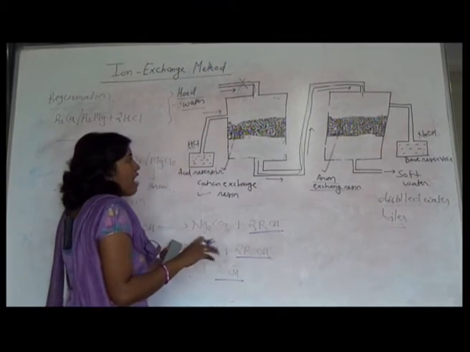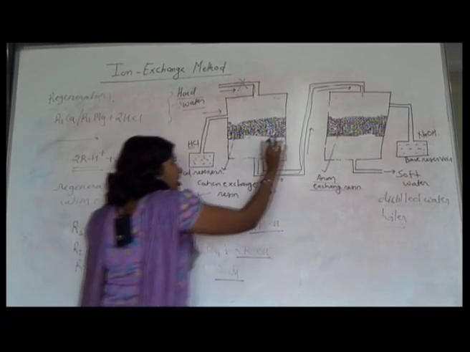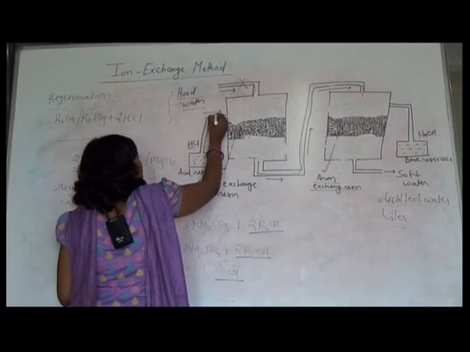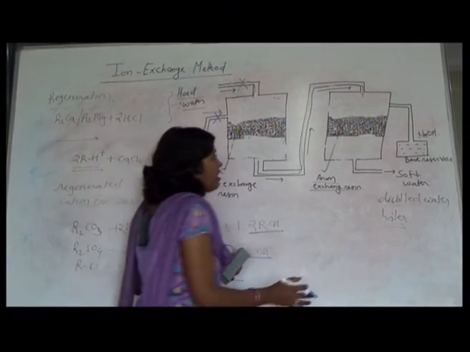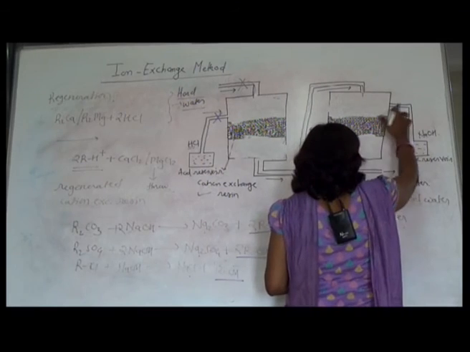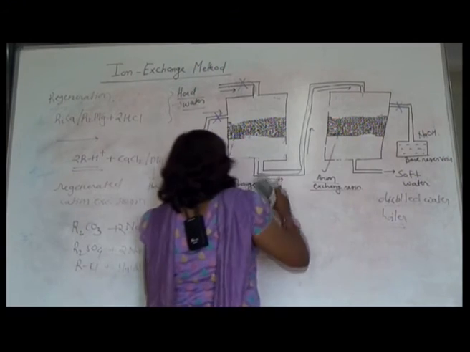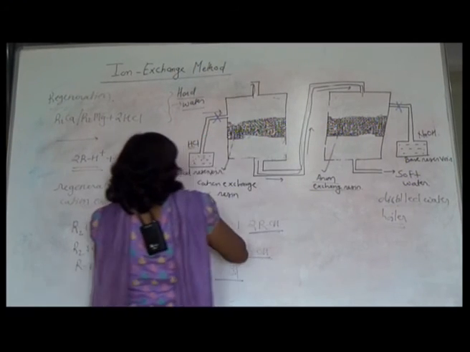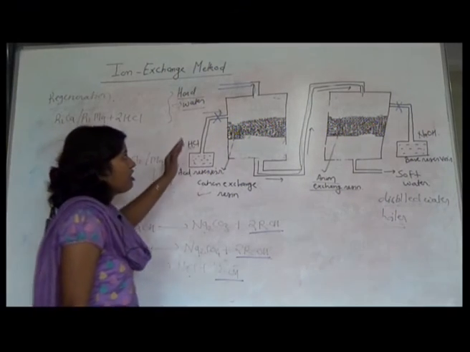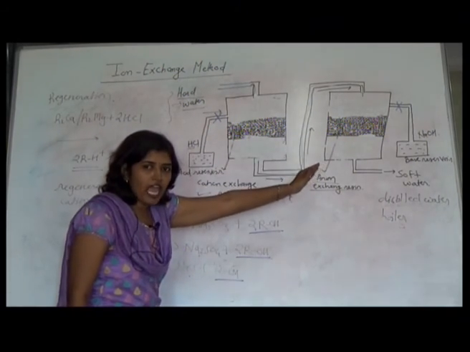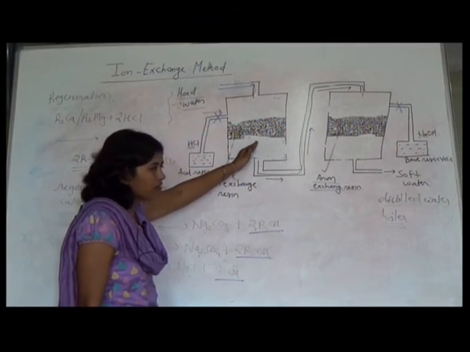Now here, after getting this regenerated stage for both the resins, the flow of the HCl solution through the first column is allowed to stop, and the flow of the NaOH solution through the second column is allowed to stop, and the flow of the hard water through the first column is allowed to start. Now that method can be carried out as it is. Again the same, that hard water is allowed to pass through the first column.